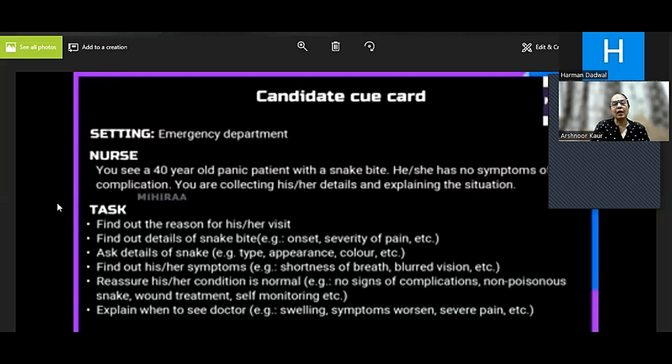Then you should ask the patient, are you able to see properly? Do you have any other symptoms? Can you please tell me what you're feeling at this time? These could be the questions you will ask the patient.